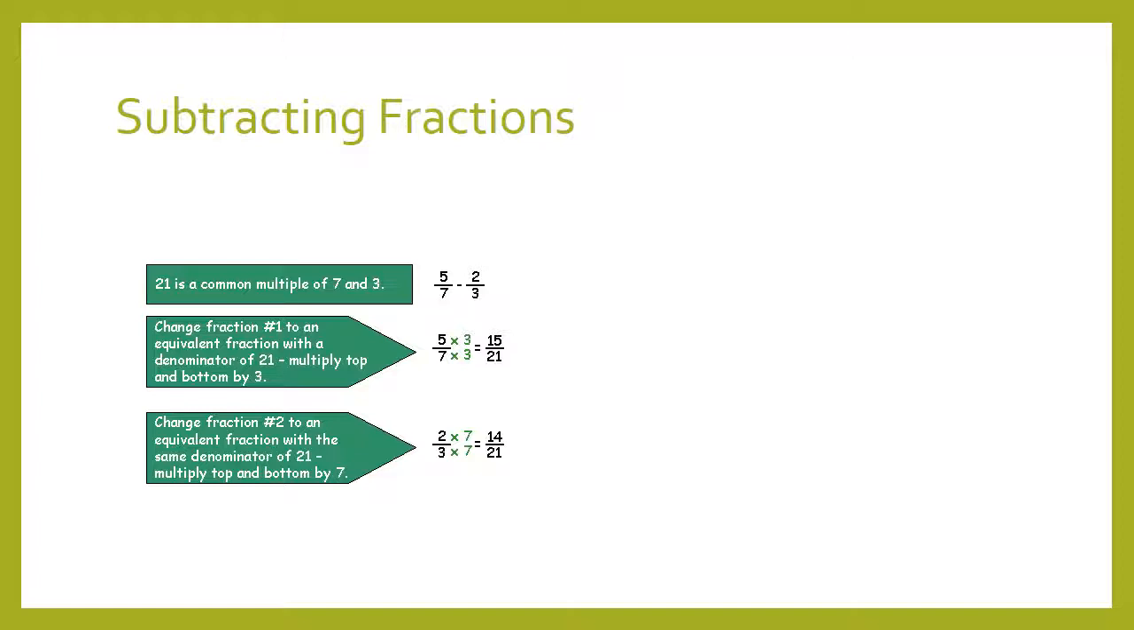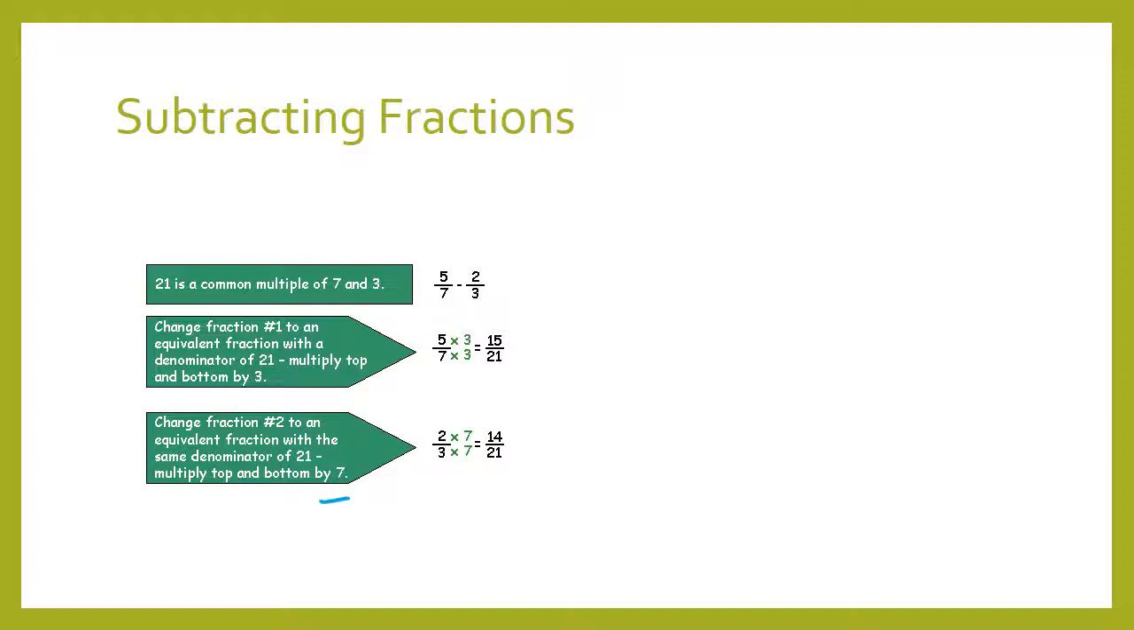Now, when you are subtracting fractions, it's the same thing, except when you find your common denominator, you just subtract. So let's look at this one, the first one they gave us. If we're doing 5/7 take away 2/3, we can't subtract because our denominators are not the same.